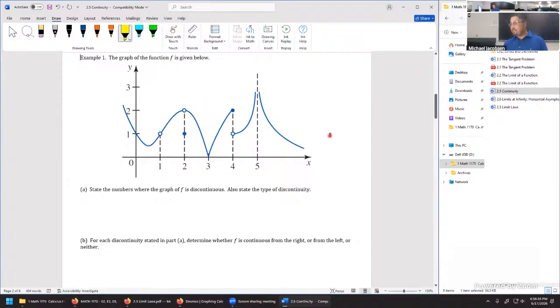a messed up looking graph. It's not the world's worst graph, but it is just one function f plotted in blue. Doesn't hurt to highlight that to emphasize. It has a hole, another hole. It has a sharp point, but there's nothing wrong going on with that. It seems to jump down and then it has a vertical asymptote. So all we're doing here is stating the numbers where the graph of f is discontinuous and also saying what kind of discontinuity these are.